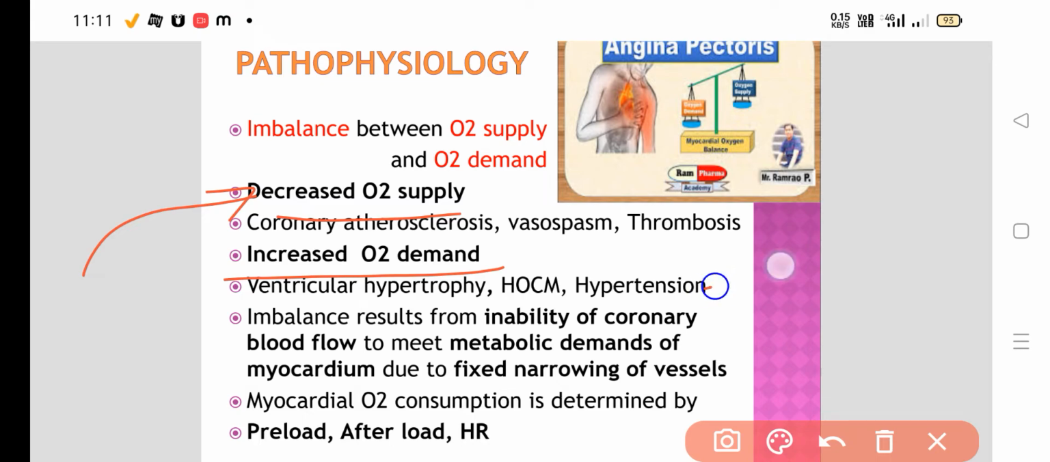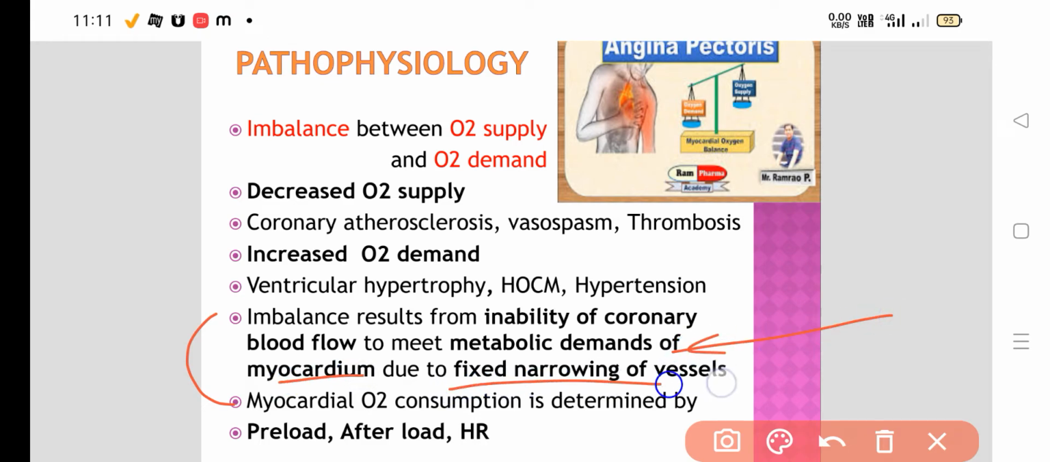Increased oxygen demand occurs in conditions like hypertension, hypertrophic cardiomyopathy, and ventricular hypertrophy. Because of that, there is an imbalance between oxygen supply and oxygen demand. What happens because of this imbalance? The coronary blood flow is unable to meet the metabolic demands of the myocardium due to fixed narrowing of the vessels.